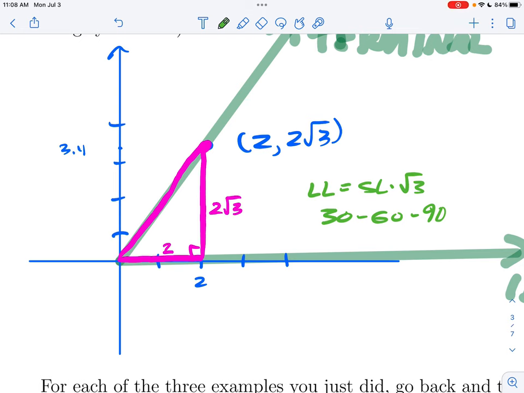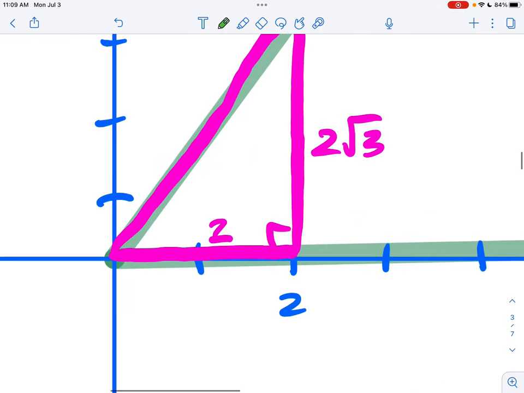You want to be looking for these. And I will tell you that the 30-60-90s and the 45-45-90s, intentionally, we will see those coming up over and over again. Because those are the patterns we already know. We don't know rules for other kinds of triangles. So we're going to lean heavily on the ones we already know. So what we know is that this here is a 60-degree angle. This here is a 30-degree angle.